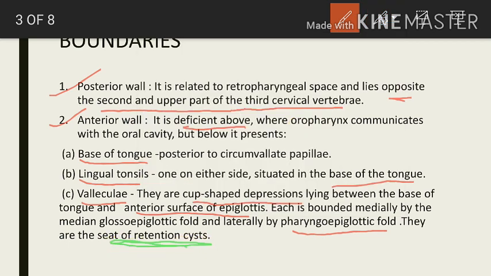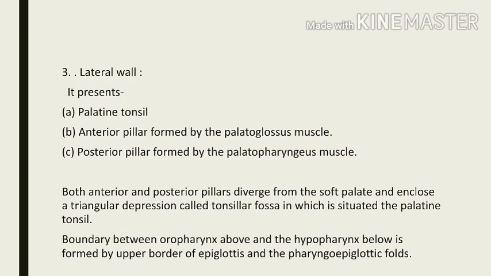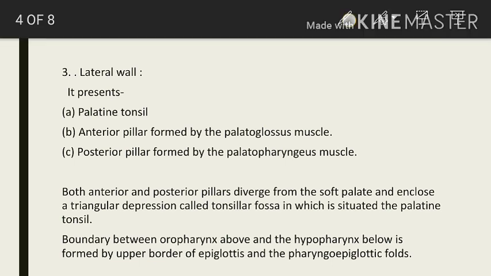This is important here. Now moving on to the lateral wall, again an important one. The lateral wall here again presents three parts. Firstly, it is the palatine tonsil. Then we have the anterior pillar formed by the palatoglossus muscle, also called the palatoglossal arch. Then we have the posterior pillar, also known as the palatopharyngeal arch, because it is formed by the palatopharyngeus muscle.